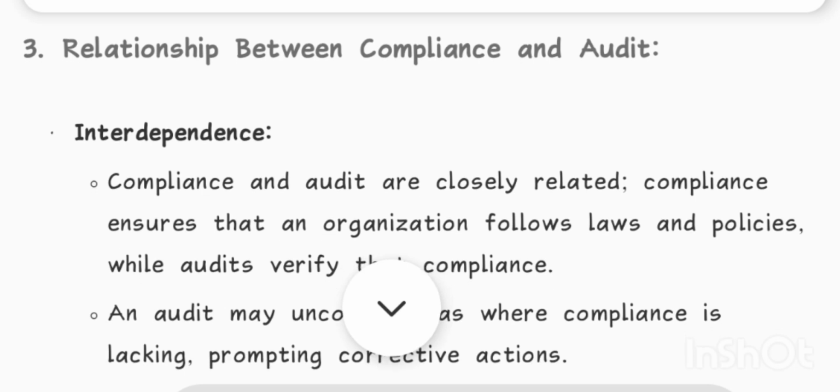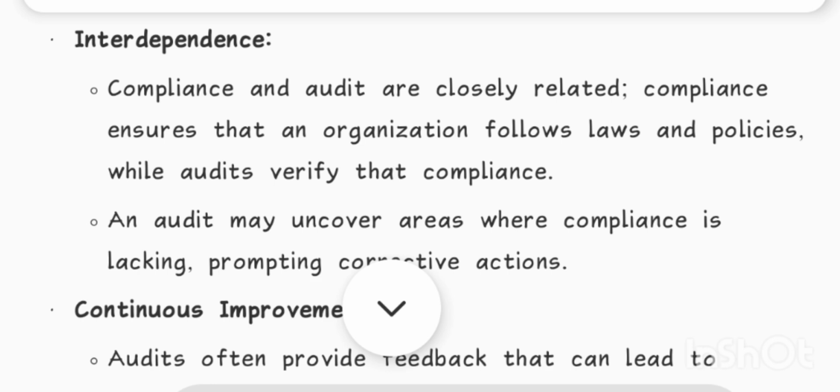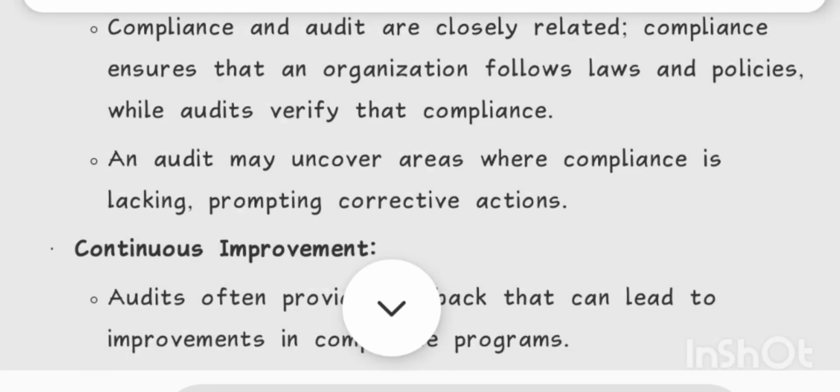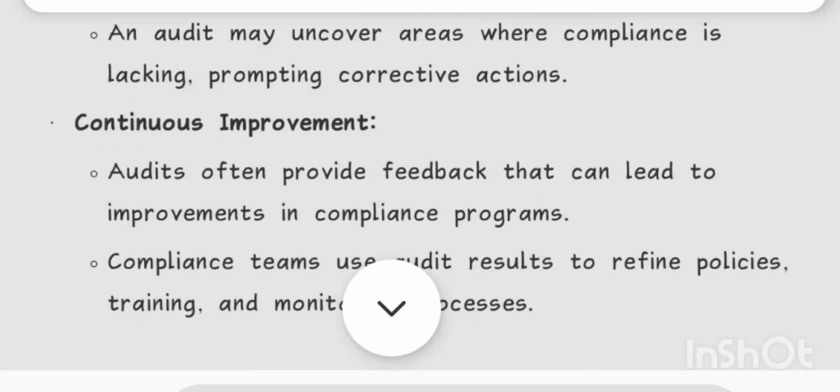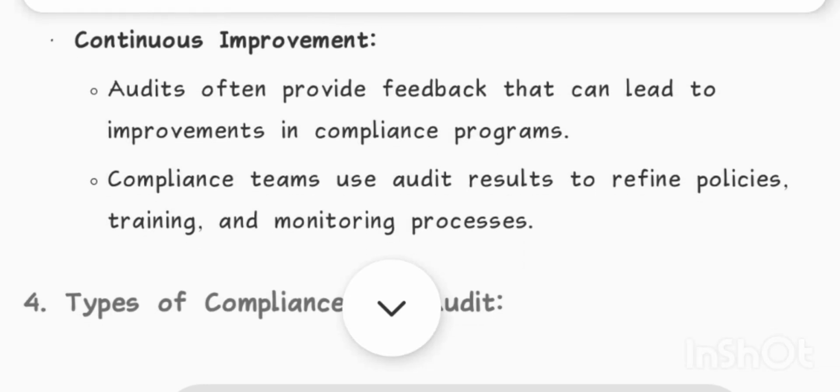3. Relationship between compliance and audit. Interdependence. Compliance and audit are closely related. Compliance ensures that an organization follows laws and policies, while audits verify that compliance. An audit may uncover areas where compliance is lacking, prompting corrective actions. Continuous improvement. Audits often provide feedback that can lead to improvements in compliance programs. Compliance teams use audit results to refine policies, training, and monitoring processes.